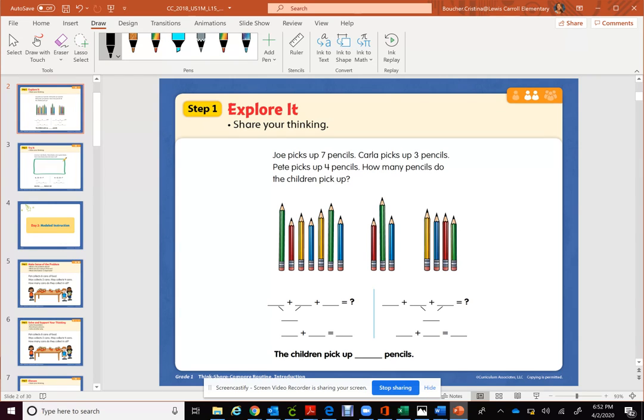So let's look at this first story, for example, about pencils. Joe picks up 7 pencils. Carla picks up 3 pencils. Pete picks up 4 pencils. How many pencils do the children pick up?